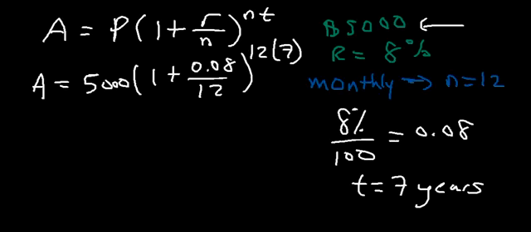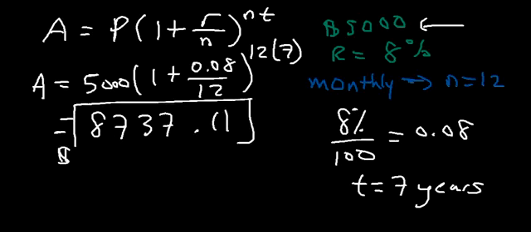So 5,000, and then okay, you should get this answer. Now, because we're dealing with money, you want to round it to the nearest hundredth. So it's $8,737.11. That's how much will be in the account after 7 years.